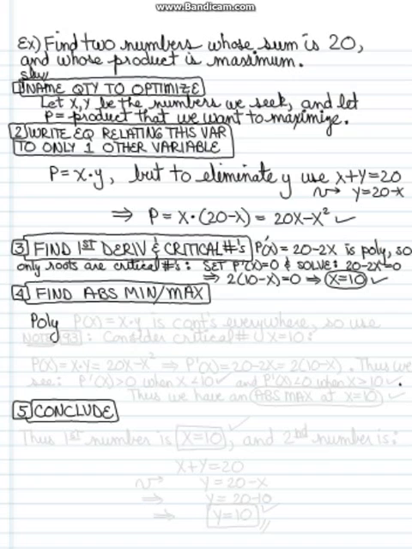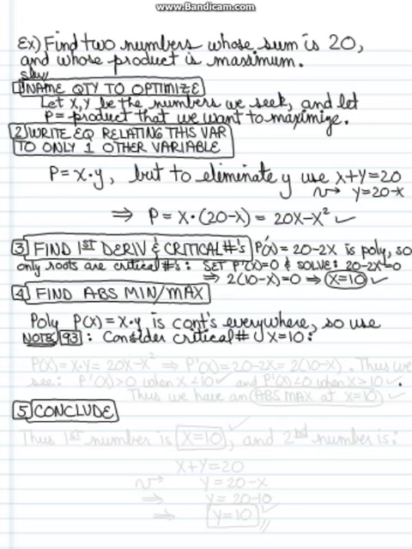Step four, find the absolute minimum or maximum. We're only interested in the maximum here. The polynomial P of x equals x times y, which we changed to 20x minus x squared, implies that it's continuous everywhere. So we can use note 93. In note 93, we're going to consider a critical number, which in this case we found to be, in the previous step, x equals 10. Now P of x, which we told you was equal to 20x minus x squared in step two, implies that P prime of x is 20 minus 2x, which factors as 2 times (10 minus x).